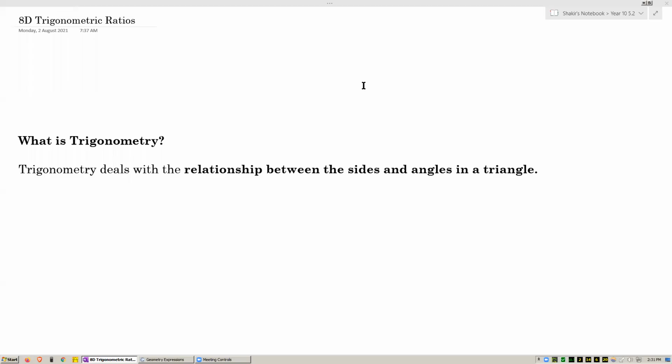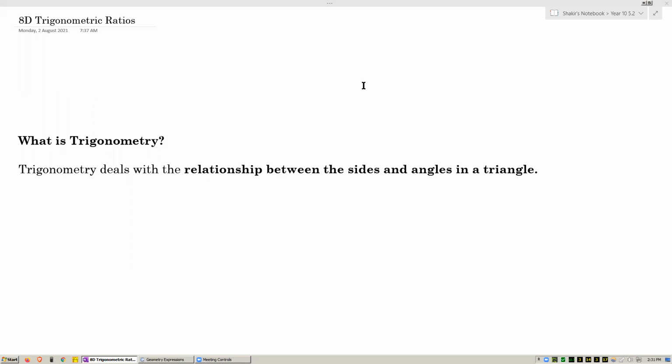Welcome to a lesson on trigonometric ratios. This may be the first time you're looking at this. It is not complicated, but it is a fairly major topic. I think that's the best way to say it.